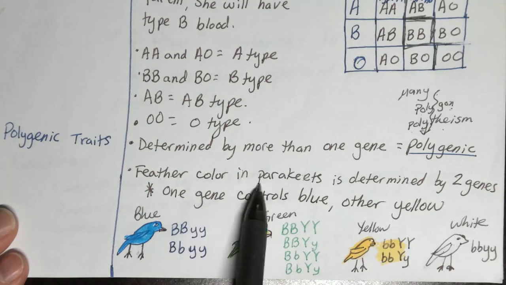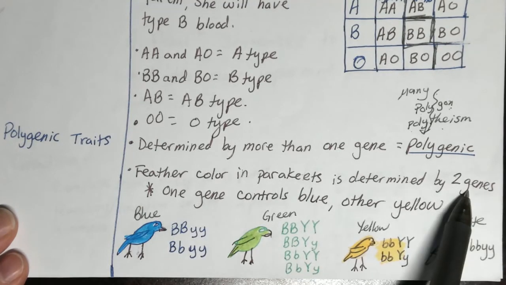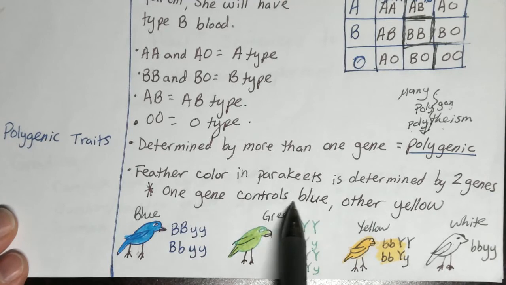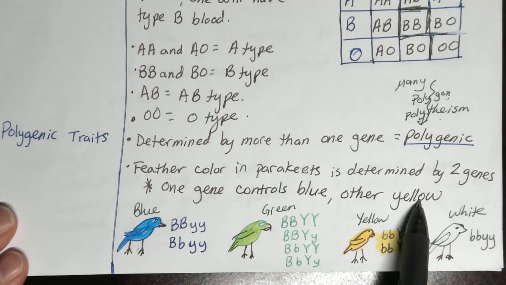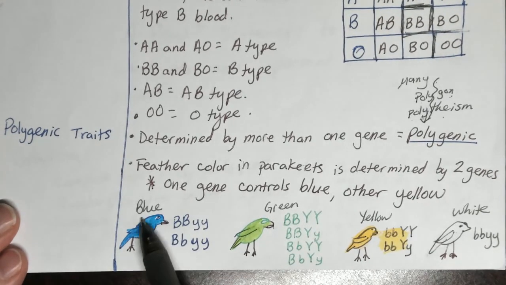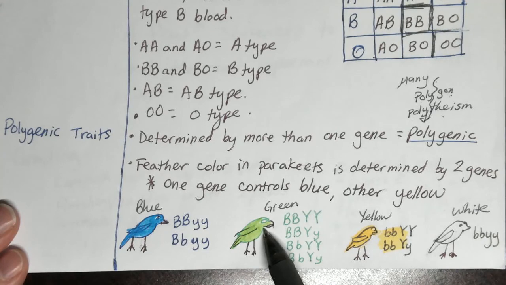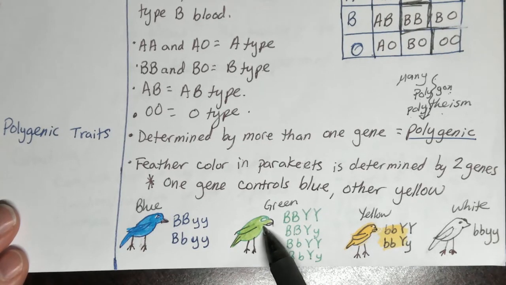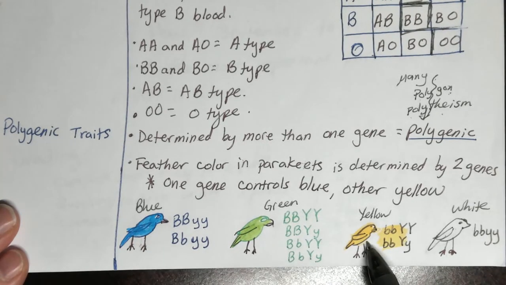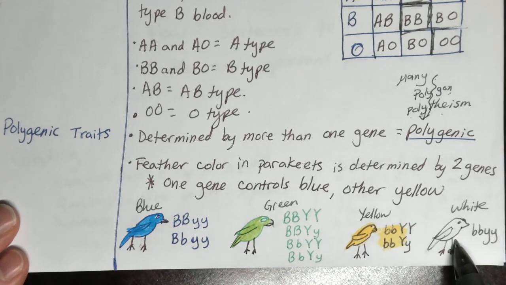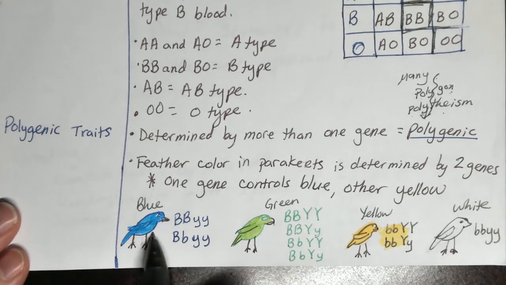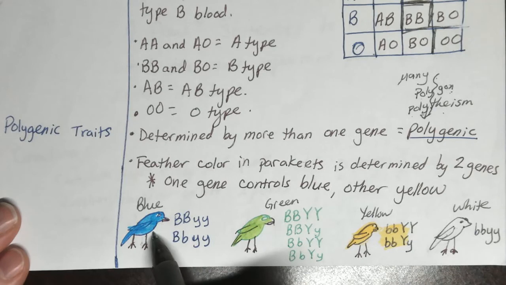Feather color in parakeets is determined by two genes. One gene controls blue, the other controls yellow. And so look at that beautiful little bird right there. This one is nightmare fuel. It looks like a parrot, which parrots are kind of nightmare fuel if you look directly into their eyes. This one, I apparently fell asleep while drawing it probably. And that one, I don't know what's going on either. But this one is so beautiful.